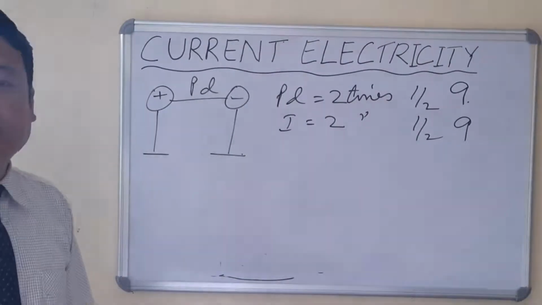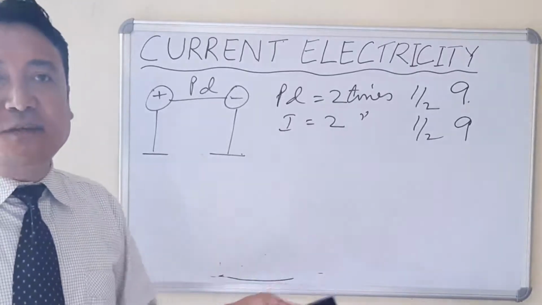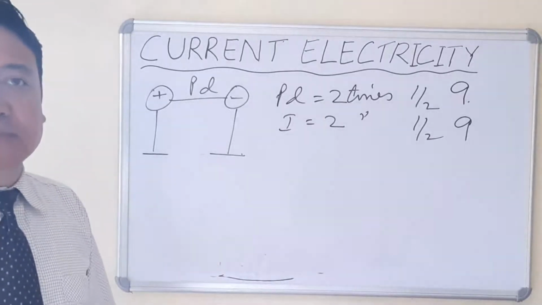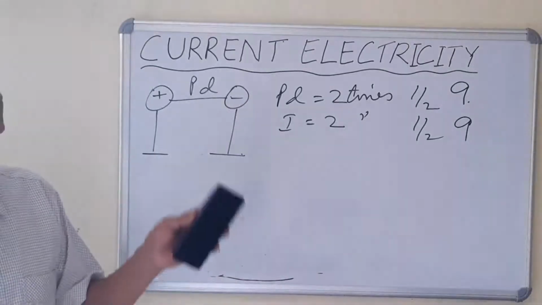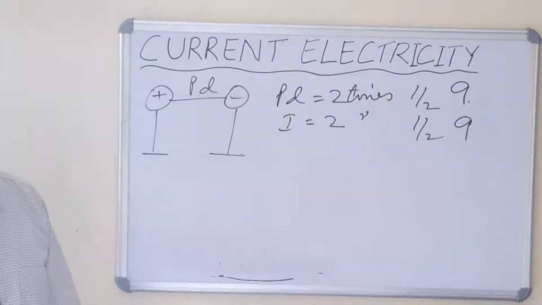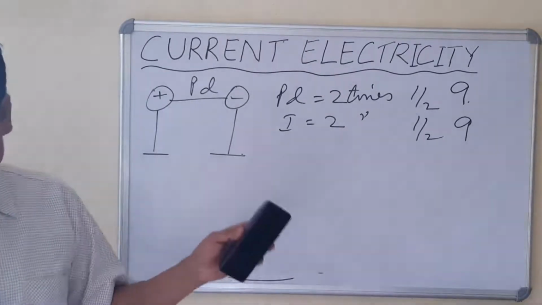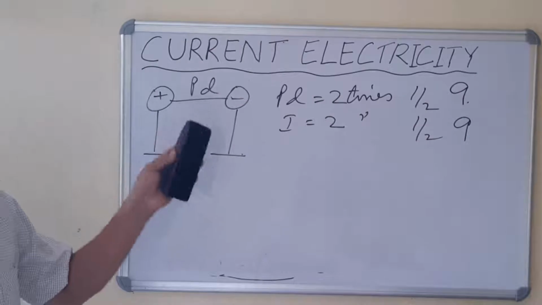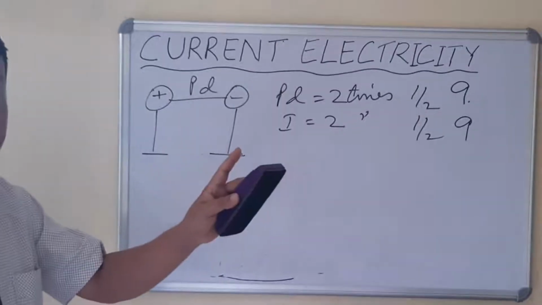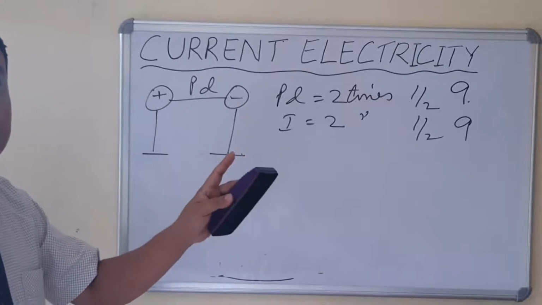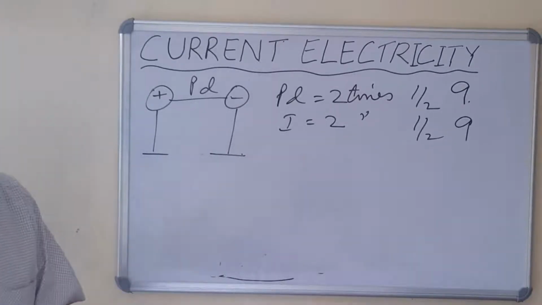Okay, the number one factor on which the strength of an electric current depends: there are two. Number one is the potential difference across the ends of the conductor, and the other one is the resistance of the conductor. So the strength of the current flowing through the conductor depends upon these two factors. Remember, number one is the potential difference across the ends of the conductor, and the other one is the resistance of the conductor.